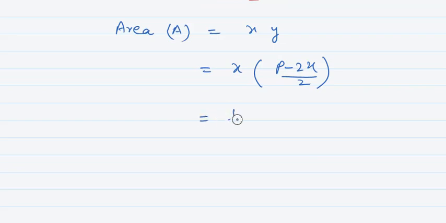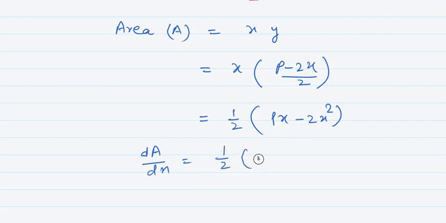Further we are getting 1/2 into (px - 2x²). So we get the function, from where we need to follow only three simple steps. Number 1, calculate the derivative with respect to the variable, and the variable is x over here. So dA/dx will be 1/2 (p - 4x). Okay, step number 2 gets completed because there is no scope of solving it further.